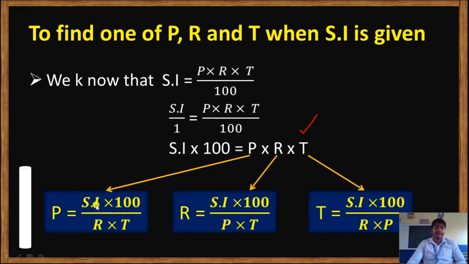It's very easy. Simple interest into 100, here also you can see. Now suppose you are going to find principal, then apart from principal we have rate and time only, so rate and time you have to write in the denominator. In the same way, suppose you are going to find rate, then apart from rate we have principal and time, so that you have to write in the denominator. Same way for time, rate and principal you have to write in the denominator. So it's very easy to learn.